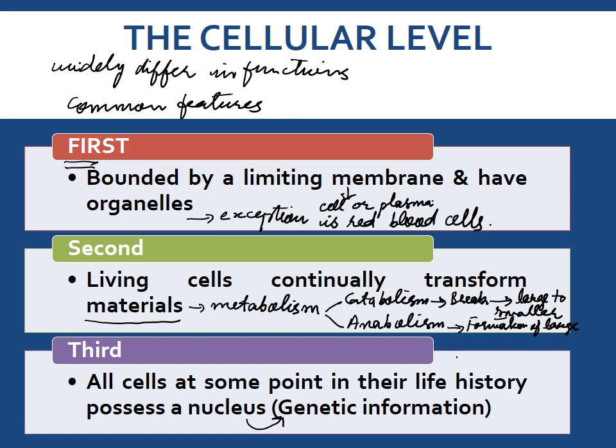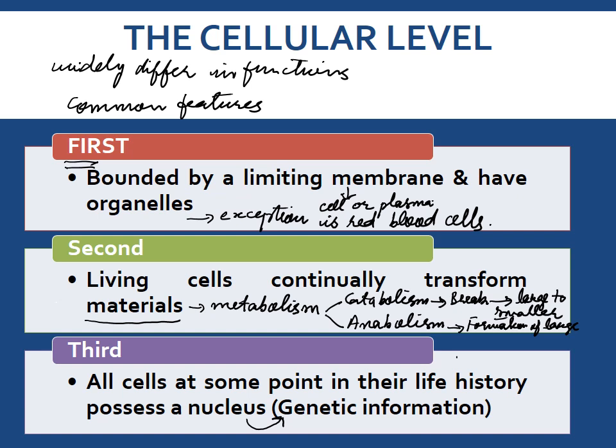Then there is the cellular level. There are more than 100 trillion cells in the body. Among them, certain features are common to each cell, while certain features are not common to other cells. So cells widely differ in function, but there are common features to each cell.